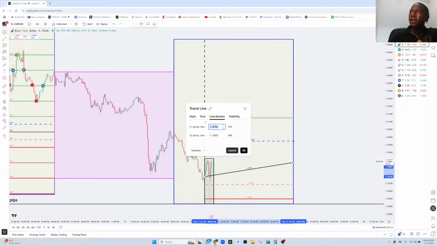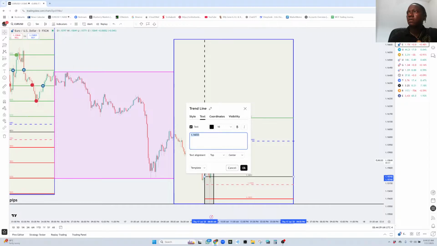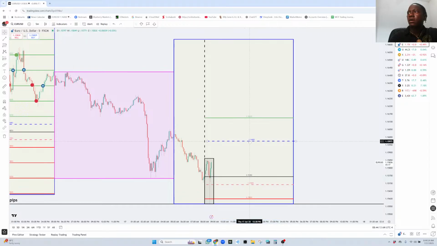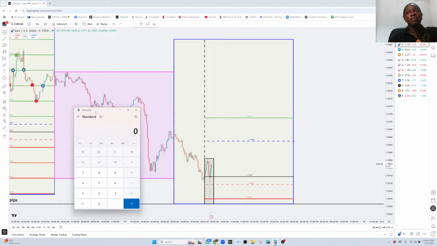Remember, I said my black line was the 8 a.m. candle open price. Then I'm gonna go ahead and pull out my calculator. I don't have to, I have all of it on the MT5. Those are the lines that you see on the MT5. I'm just recreating them right here on my TradingView.